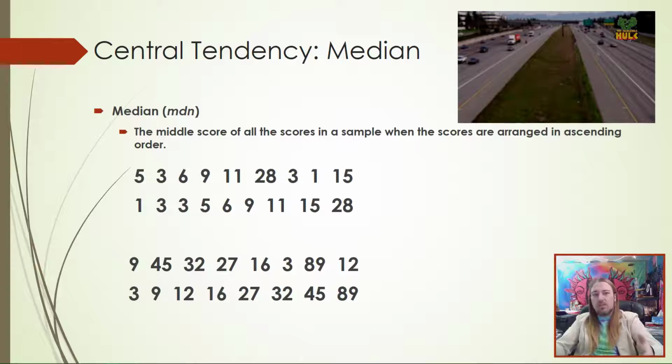So the first thing you have to do when you calculate the median is to take that mass of raw scores that are probably unorganized and organize them from lowest to highest score. Okay, so if you look at that very first row, that 5, 3, 6, 9, 11, 28, 3, 1, 15, they are all out of order. But if I reorganize them into the row right below them, I have the exact same scores. They're just put back in numerical order.